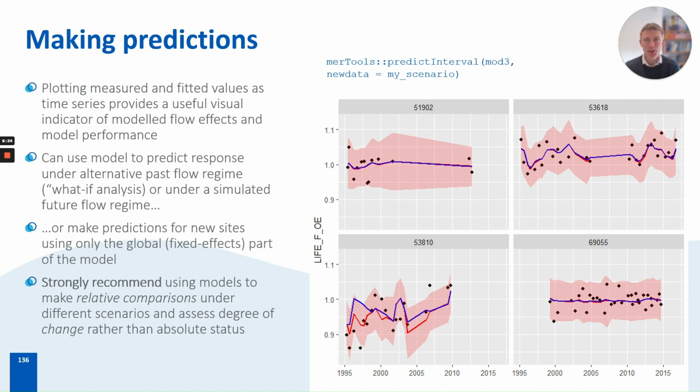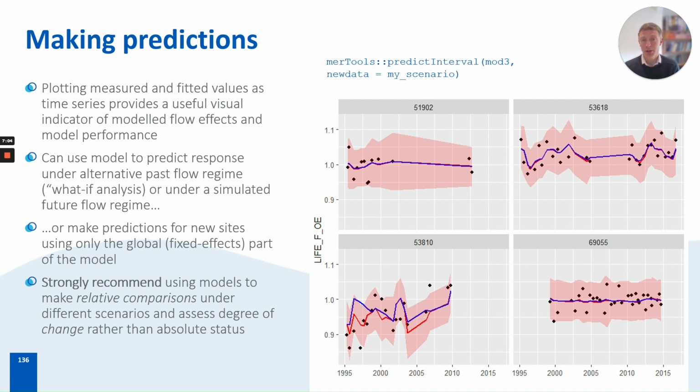We can also use models to make predictions for new sites. Typically, we calibrate our model to sites where we have monitoring data, but we may wish to make inferences about the state of the invertebrate or biological community at other unmonitored locations. To do this, we can make predictions using only the global, the fixed effects part of the model. The random effects relate only to the specific sites in the calibration dataset, but the fixed effects are common, they're generalizable, and they provide a basis for making an extrapolation or prediction for new unmonitored locations.